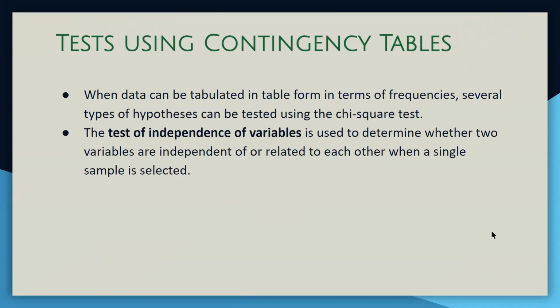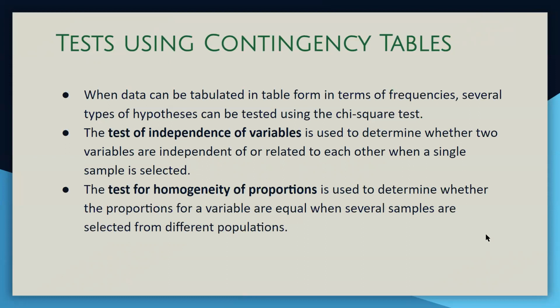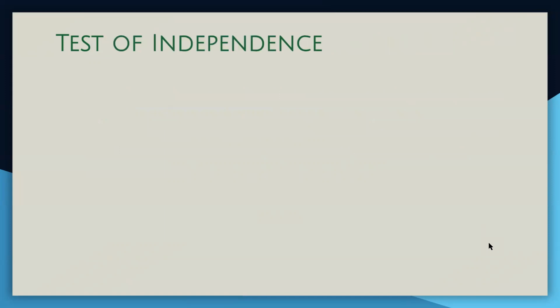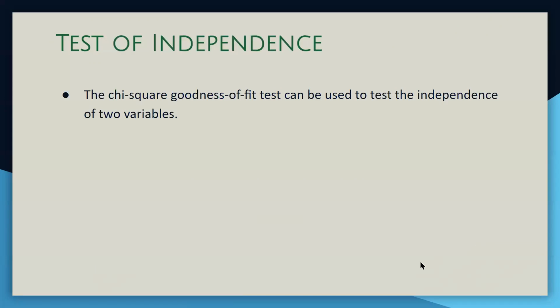A test of independence of variables is used to determine whether two variables are independent of or related to each other when a single sample is selected. And a test for homogeneity of proportions is used to determine whether the proportions for a variable are equal when several samples are selected from different populations. So this video is focusing on a test for independence.